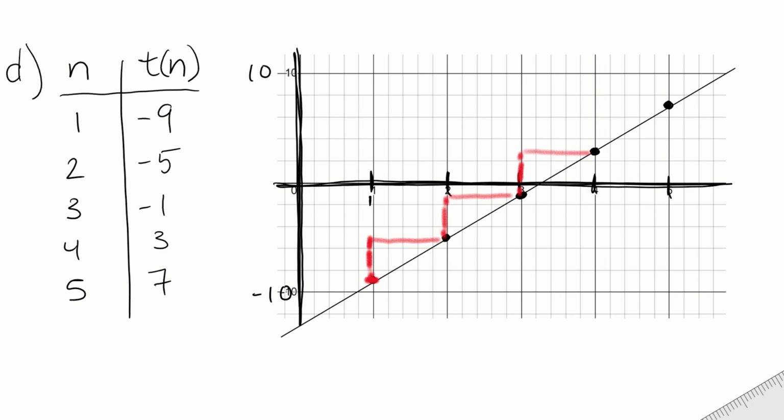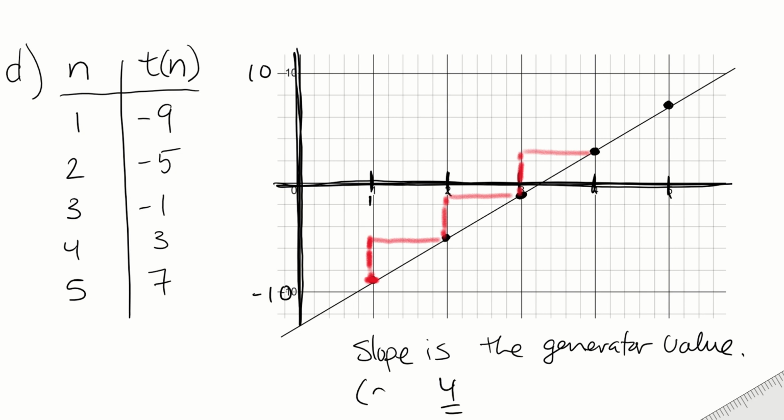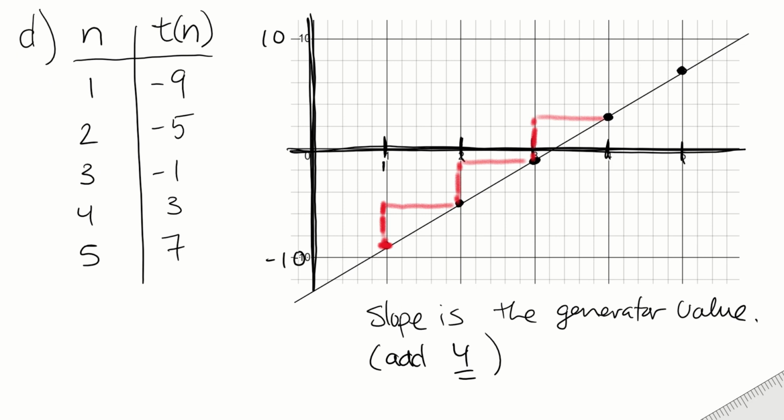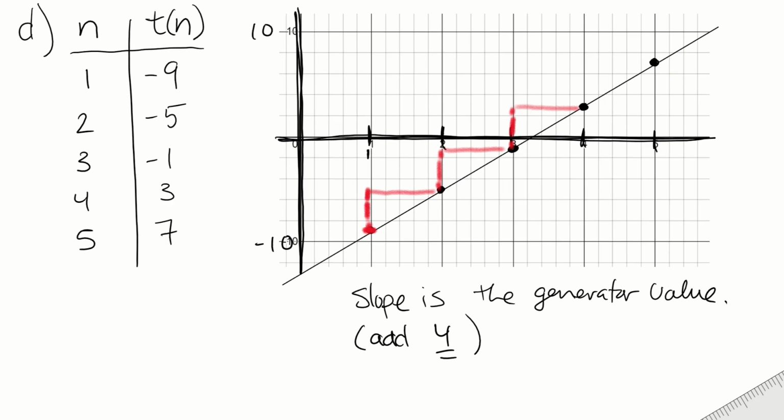So I can see that my slope is the generator value. In other words, the value is 4, right? And we are adding +4. So that slope has a particularly important role in this sequence. And we've seen this before, right?